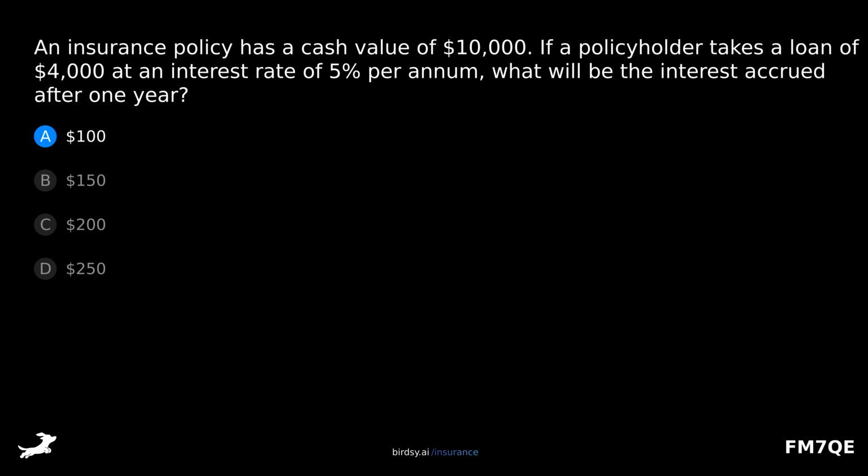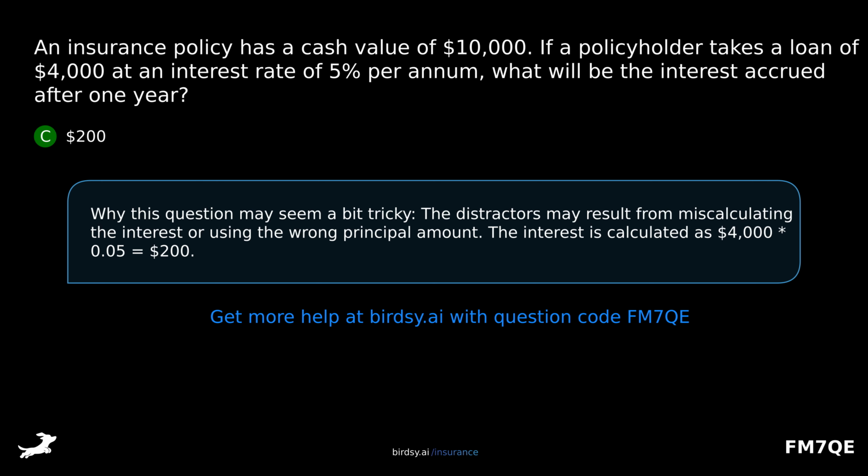Is it A, $100, B, $150, C, $200, or D, $250? The answer is C, $200. Why this question may seem a bit tricky. The distractors may result from miscalculating the interest or using the wrong principal amount. The interest is calculated as $4,000 times 0.05 equals $200.